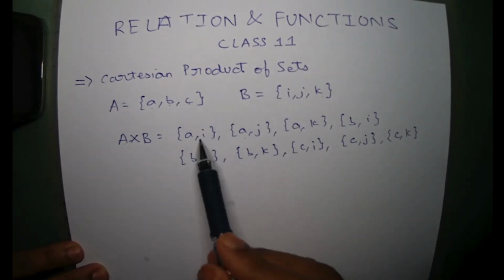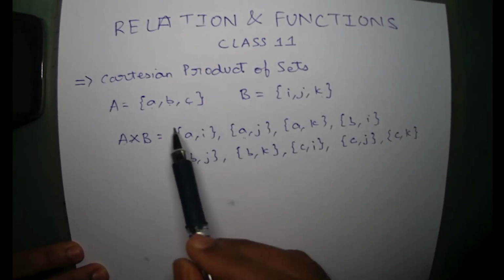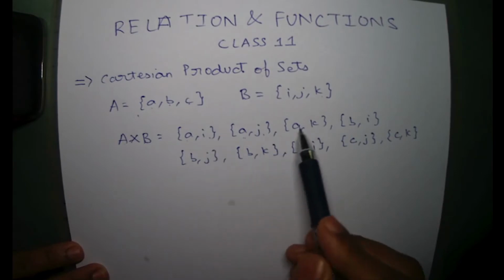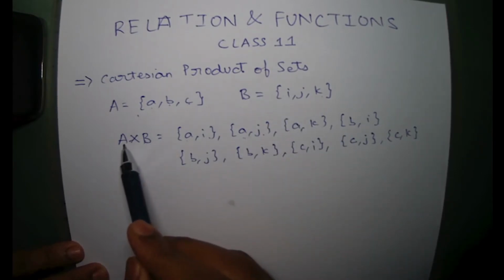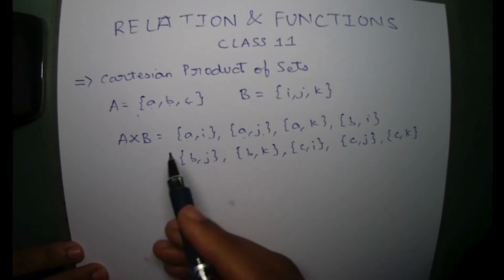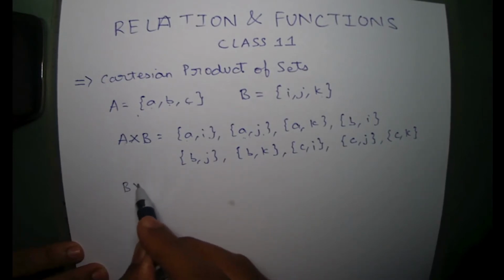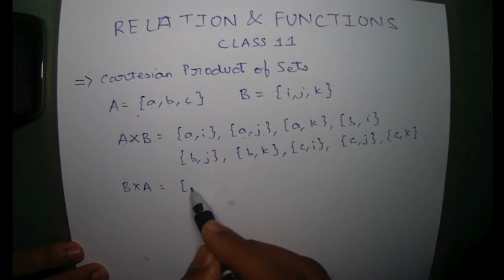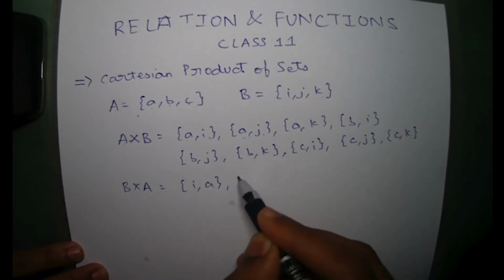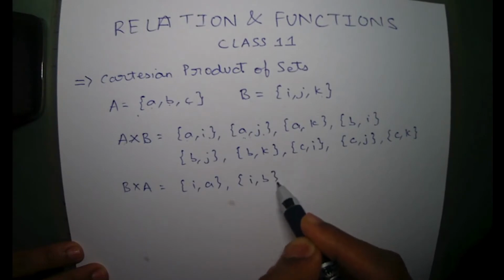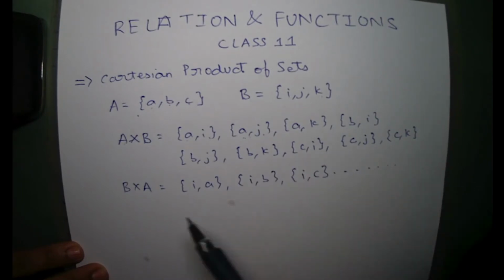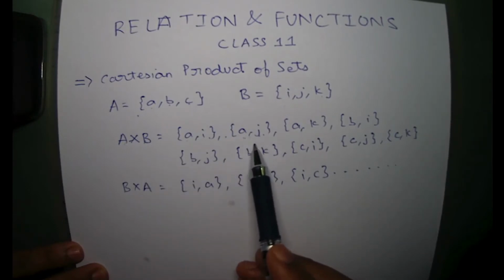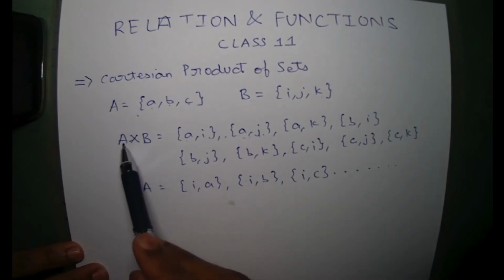Here we see that the first term in all the sets is from the set A and the second term in all these sets is from set B. This is due to the fact that the product is A cross B. If you take the product B cross A, then the sets will be I comma A, I comma B, I comma C and so on. So the order of the terms inside the bracket is very important. This should be the same as the order of the sets being multiplied.